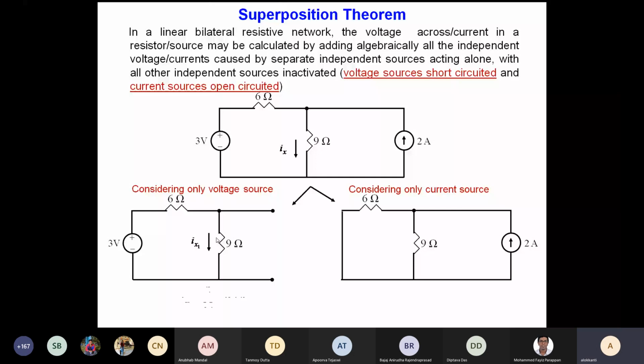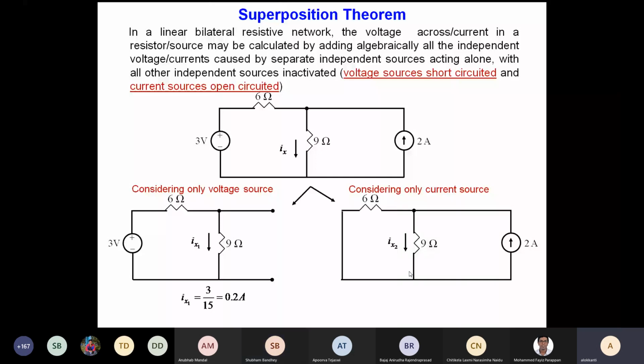Now you have to find out Ix2. Ix2 is 2 into 6 by 15. Current division formula. So this current is getting divided. These 2 amperes is getting divided between 9 and 6. The current division formula is the total current, 2, into the opposite resistance by the sum. So it is 6 by 15 into 2, which is 0.8.